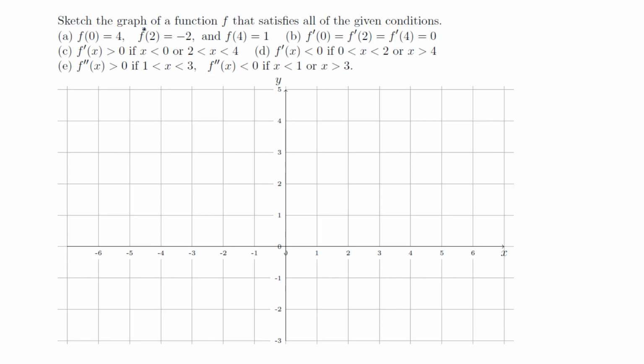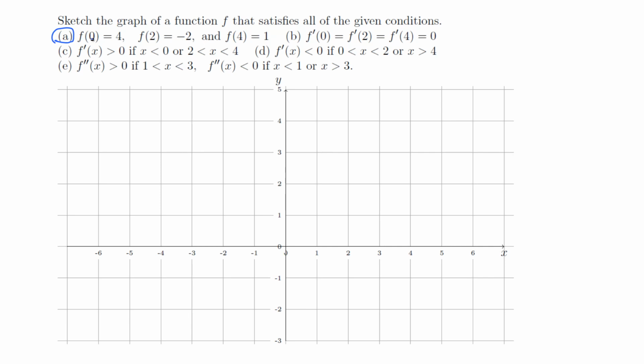Sketch the graph of a function f that satisfies the following conditions. In part A, the conditions are f(0) equals 4. That means (0, 4) is a point on the graph. Similarly, f(2) equals negative 2. So (2, negative 2) is another point.